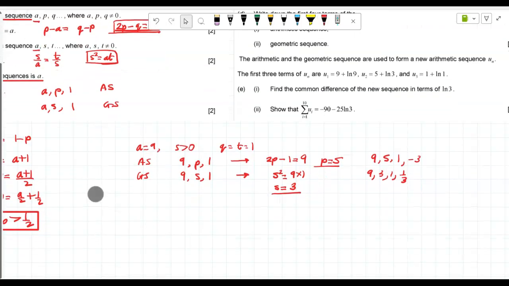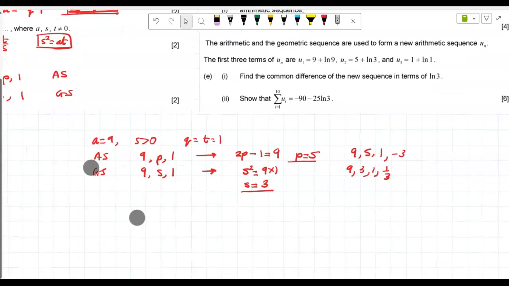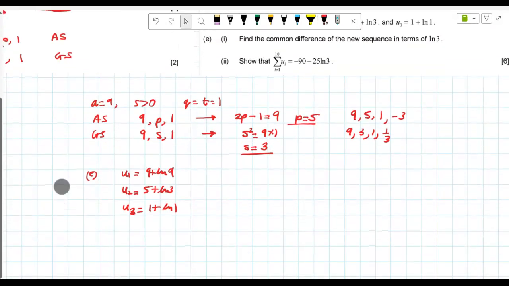Correct? The arithmetic and geometric sequences are used to form a new arithmetic sequence U_n, in which U1 is equal to 9 plus ln 9, U2 is equal to 5 plus ln 3, U3 is equal to 1 plus ln 1. Correct? Now, the common difference.